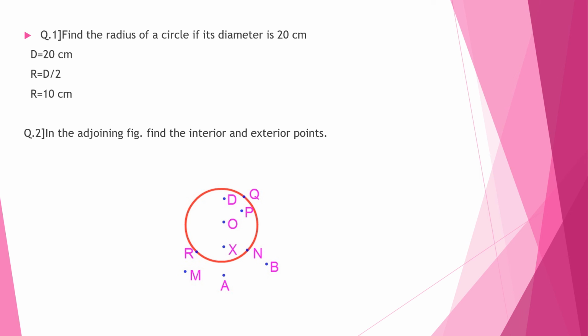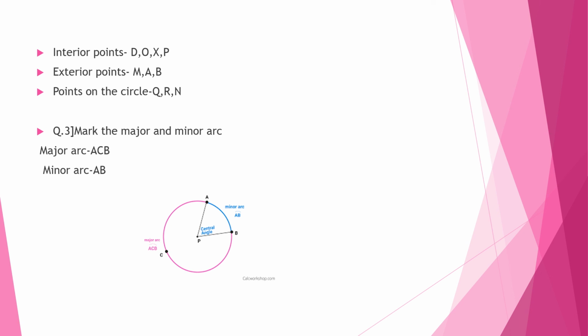Now also we have certain points left like R, N and Q. And these points are marked on the circumference of the circle. So these points are known as the points on the circle. So we can write down in the answer as the interior points are D, O, X and P. Exterior points are M, A, B and the points on the circle are Q, R, N.